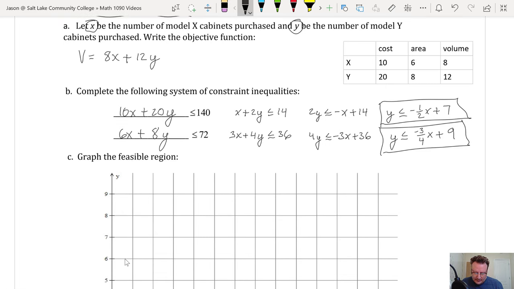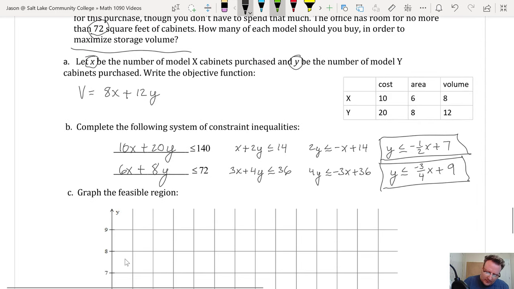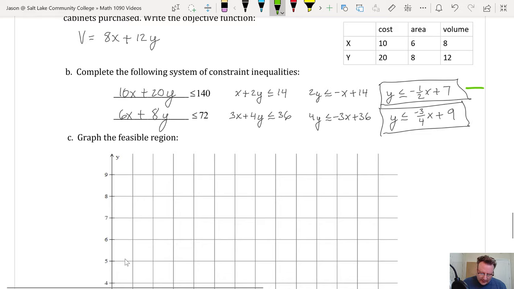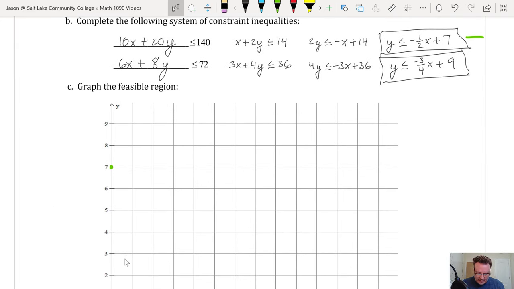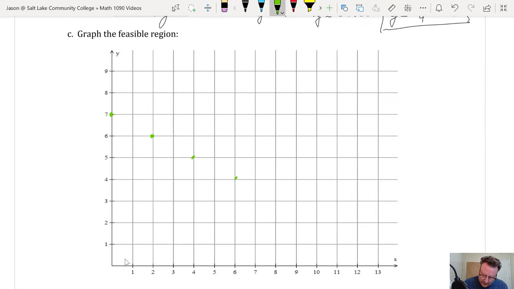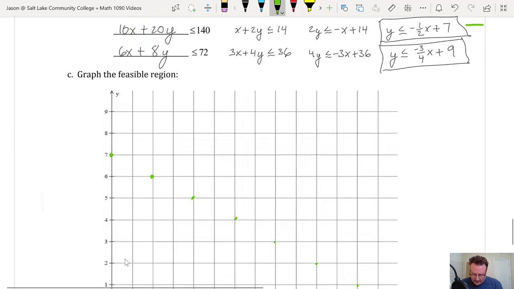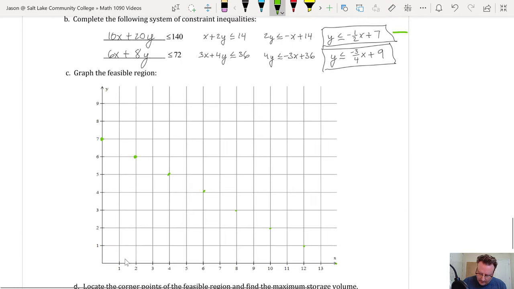Let's see. So the first inequality is our cost inequality. I'm going to use the green for that one. We have a y-intercept of 7 and a slope of negative 1/2. So as I run 2, I descend 1. So here, here, here, here, here, and there. Okay. Let's connect those dots up, and let me make this a little smaller so I can fit it all on the one screen.